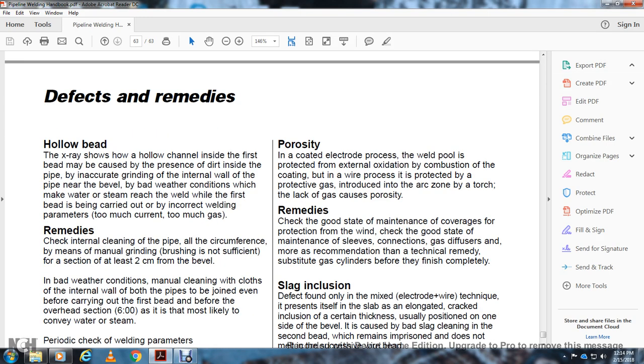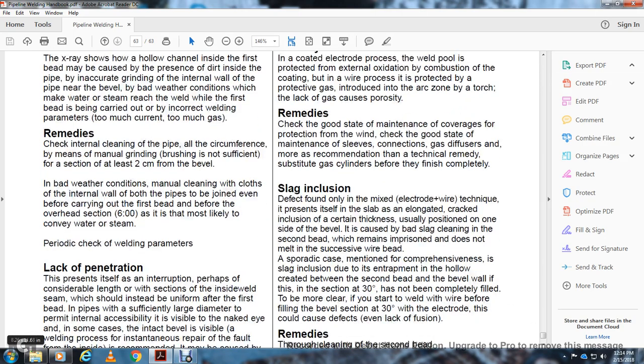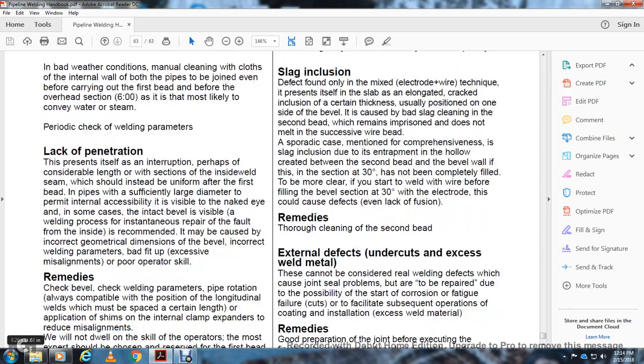Bad weather condition: manual cleaning with a cloth of the internal wall of the pipe with the joint, even with the bead, carrying out the first bead before the overheating section at 6 o'clock. These are most likely to convey water and steam. Periodic check of the welding parameters. Lack of penetration presented for the interruption.